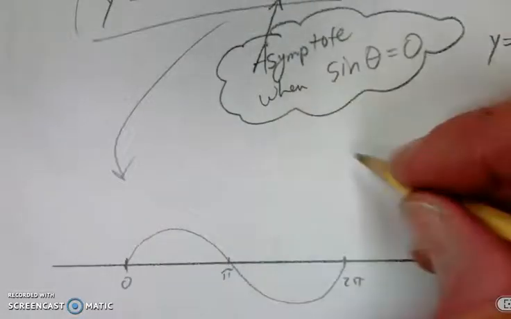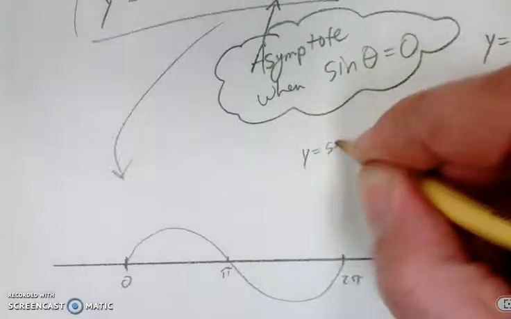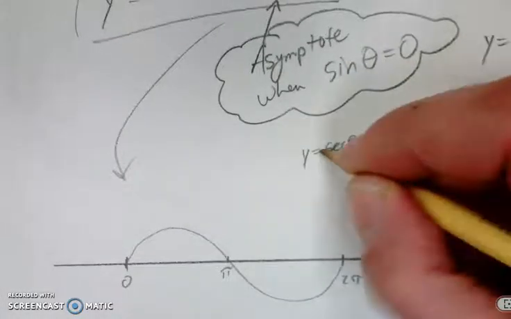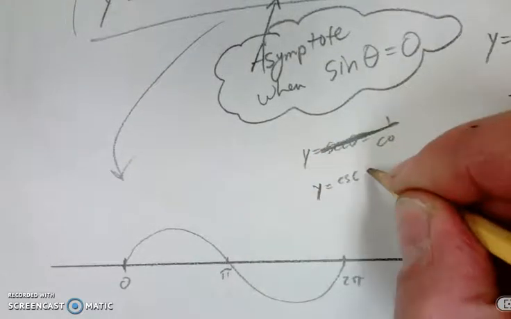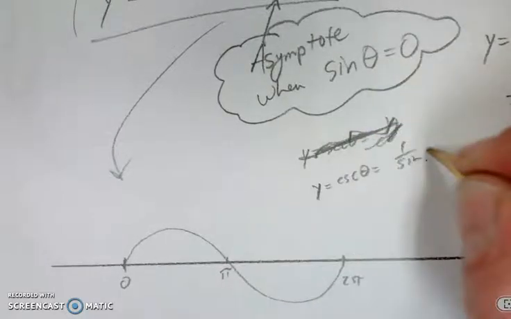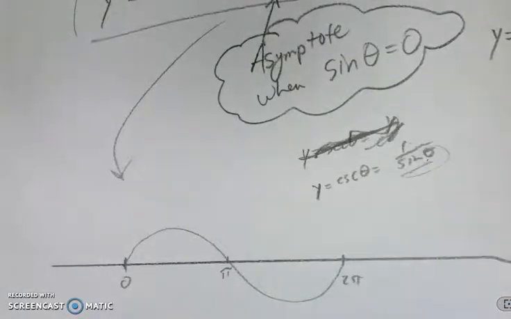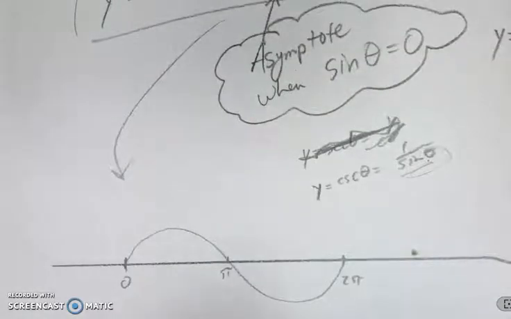Now, since, let's put it right over here. Secant is 1 over, sorry, scratch that. We're doing cosecant here. Cosecant is 1 over sine. All right. Then all these places where sine is 0, those are our problem locations. Well, I shouldn't say problem locations. Those are our asymptotes. Okay?